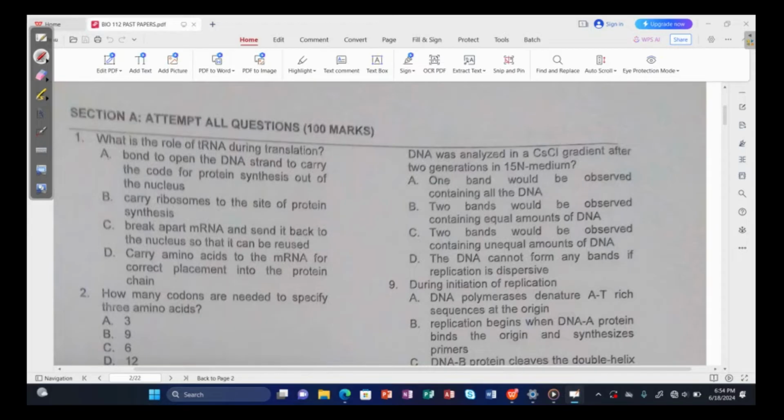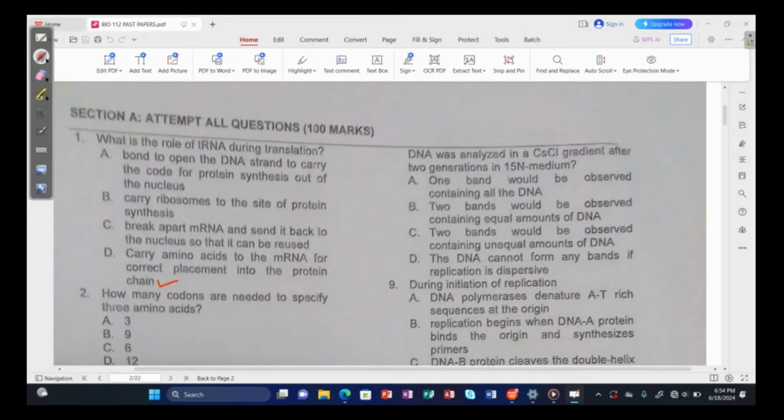So A is saying it bonds to open DNA. tRNA does not open the DNA strand. B is saying carry ribosomes. tRNA does not carry ribosomes. C is saying it breaks apart mRNA. tRNA doesn't have the ability to break the two strands. Then D is saying it carries amino acids to the messenger RNA for correct placement into the protein chain. So this is the correct statement with regards to transfer RNA.